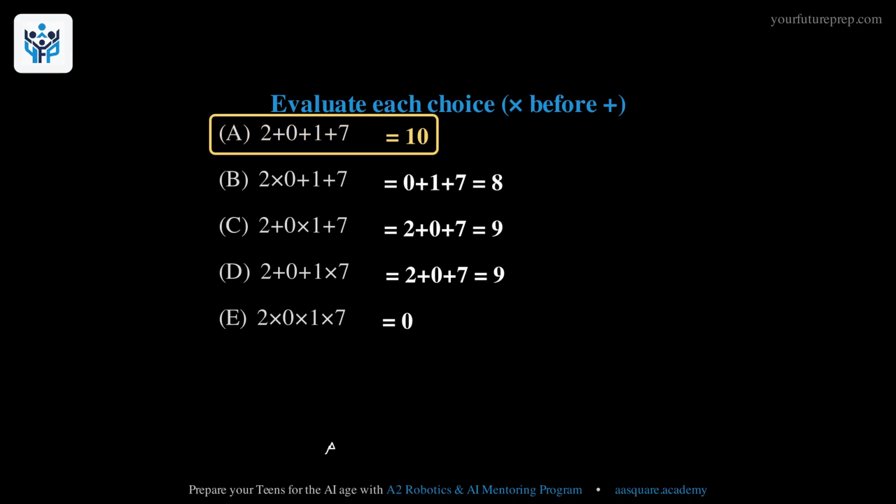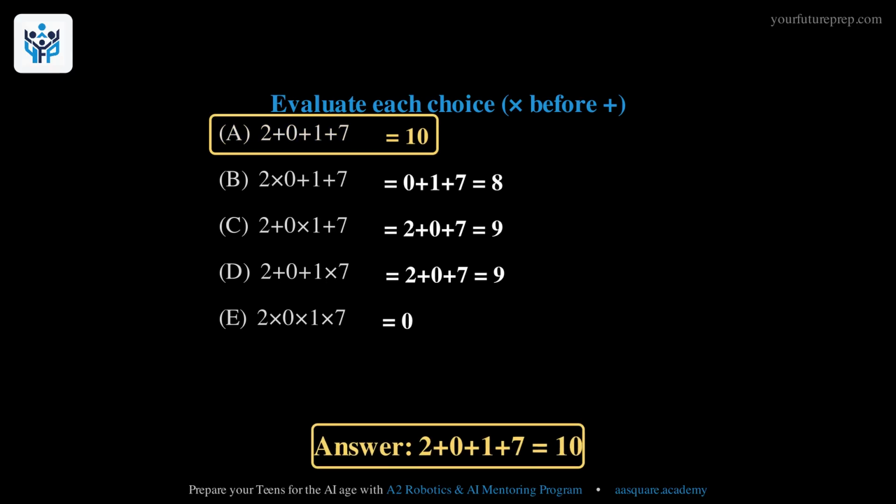Comparing all the results, 10 is the largest value. So the answer is choice A. 2 plus 0 plus 1 plus 7, which equals 10.